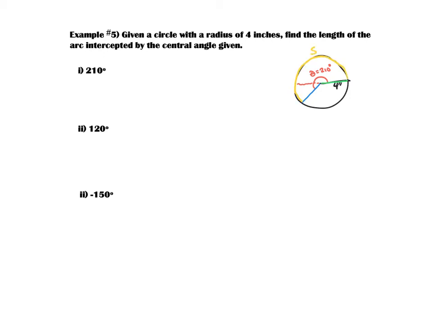The length of the arc is S. So recall that S equals R theta. Now, one thing about theta though, when you're working with this formula, theta has to be in radian measurement. So that means I have to convert 210 to radians. So I'm going to multiply by pi over 180. Okay, and just so you know, that converts to 7 pi over 6. Okay, so theta equals 7 pi over 6.